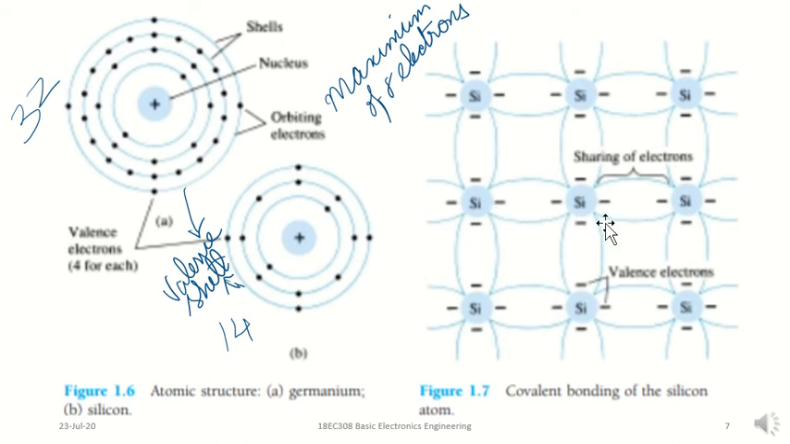This sort of bonding is called a covalent bond. Covalent bond. Valent stands for outermost shell. Co means together. Together, valence electrons are forming a bonding. Such bondings are called covalent bonds.